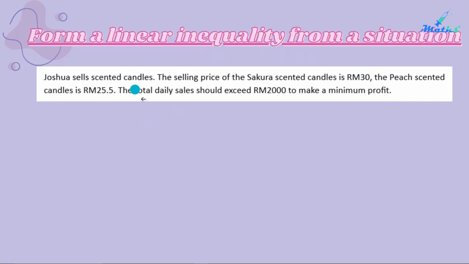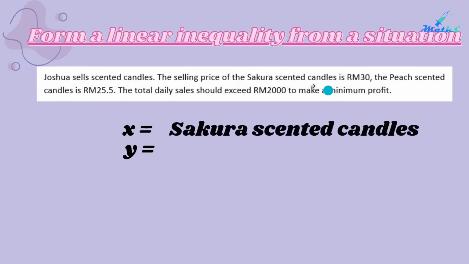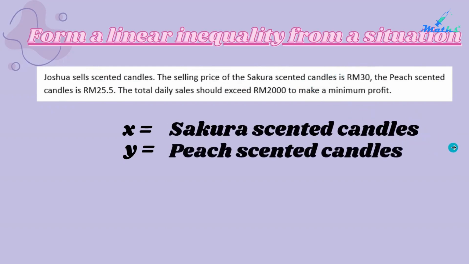Same as the rule just now, we need to find the x and y first. So what is the x? What is the y? Let's see the question. The selling price of the Sakura scented candles is 30 ringgit. The peach scented candles is 25 ringgit and 50 cents. So the x should be the Sakura scented candles and the y should be the peach scented candles.